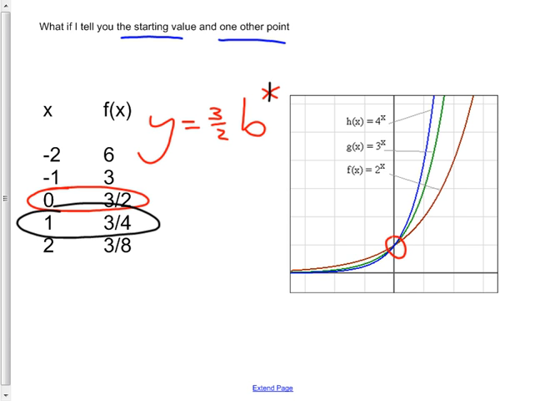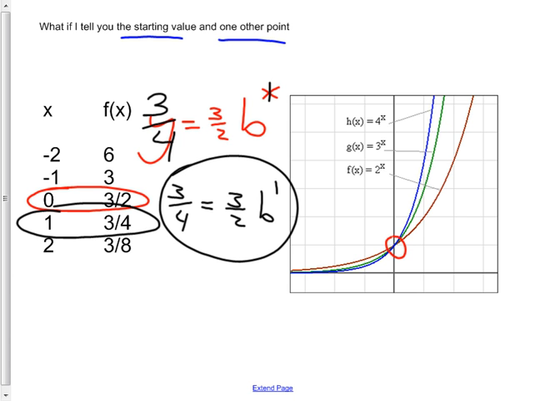And I'm pretty much almost done solving it. And the other is 3/4. So I'd have 3/4 equals 3 over 2 b to the 1. And b to the 1 is just b. Some people get stuck solving this. How do you get the b alone?